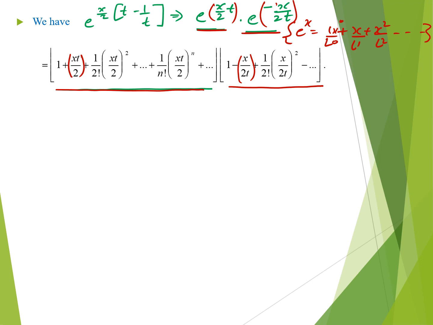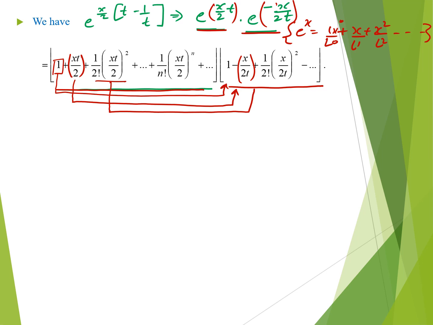Now because these are series, we have to multiply the first term with the complete second series, then the second term with the complete second series, then the third term with the complete second series, and so on. That means if this is n and this is n, then we will have n into n terms in the expansion.